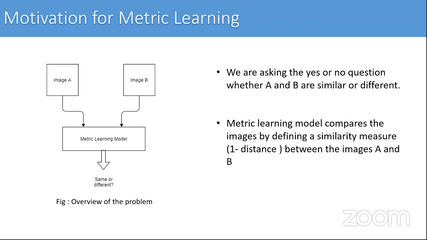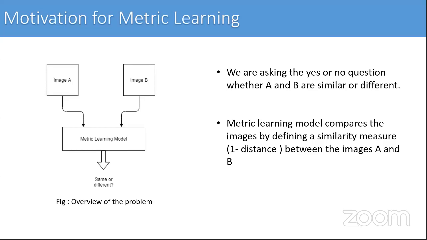I might again come back to the same point. We are just asking a yes or no question: whether image A and image B are same or different. What counts as similar and what counts as different depends on the problem statement. If we are defining a problem like classifying different breeds of dogs, each breed of dog will be a different class. We'll come to some examples and it will be made more clear.